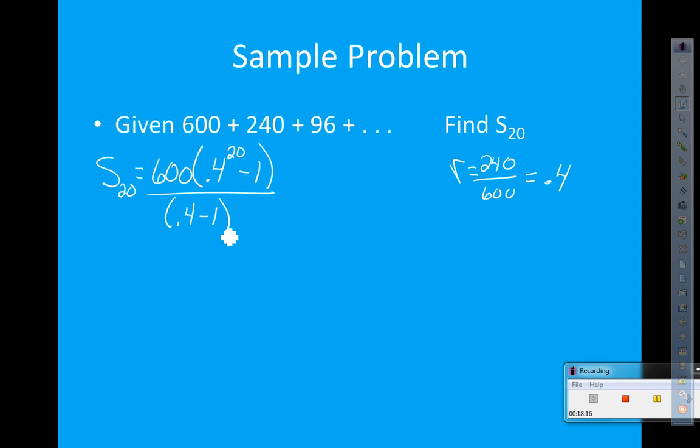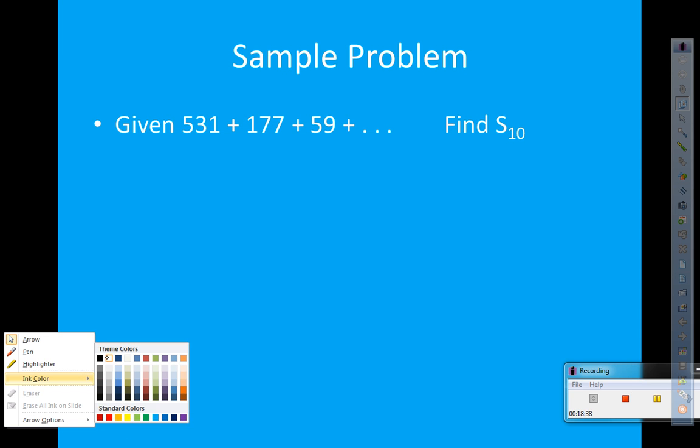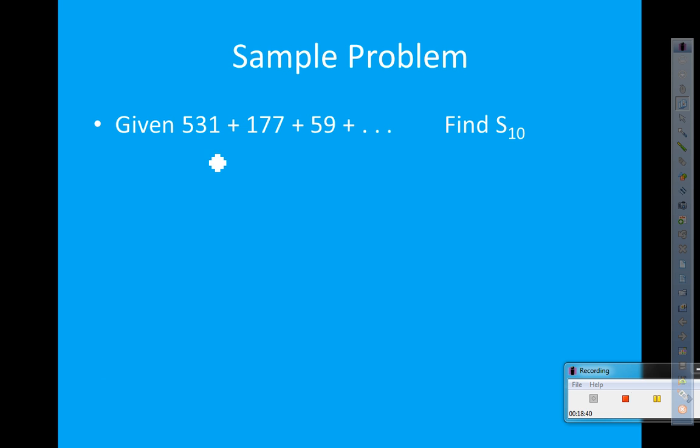If you need to, hit pause on the video, but you should get about 1,000. It came out to be something like 999.998 or something like that. So about 1,000. Here's my next to the last one. Once again, my numbers are getting smaller, so I know that r is less than 1.